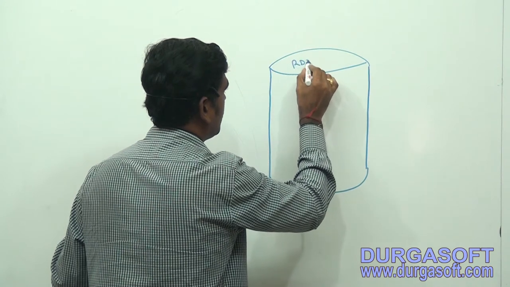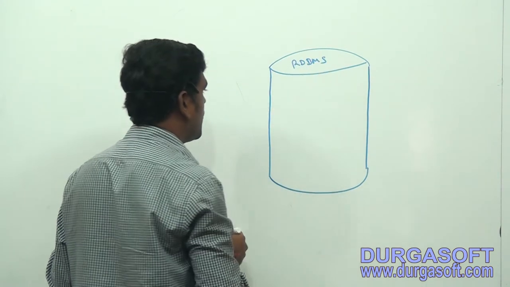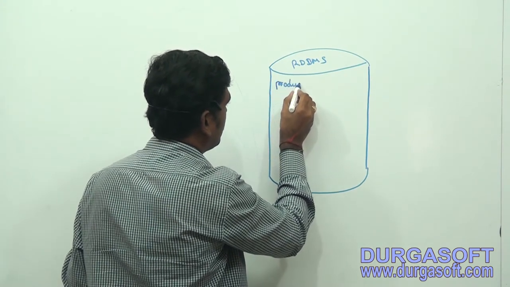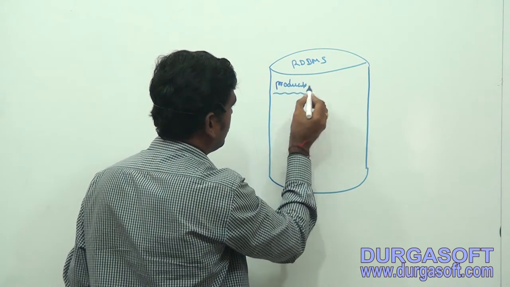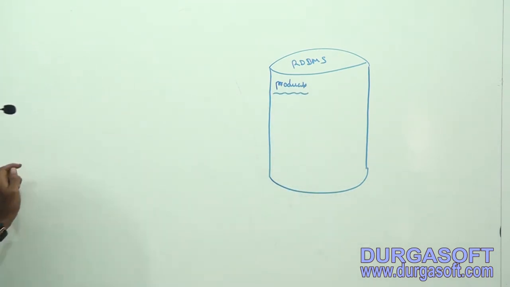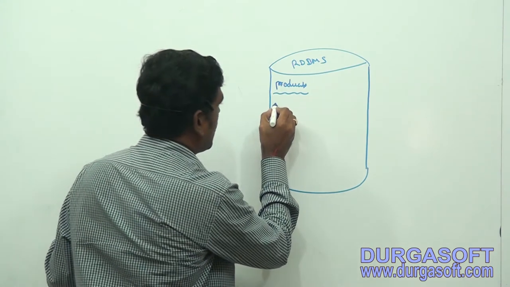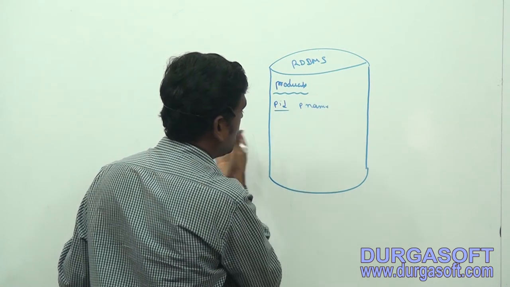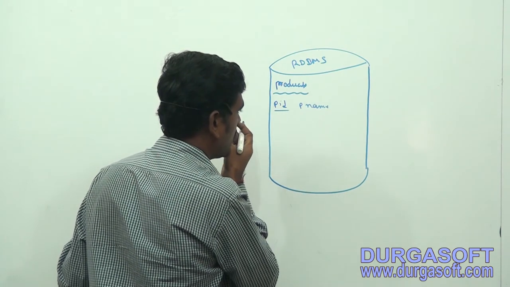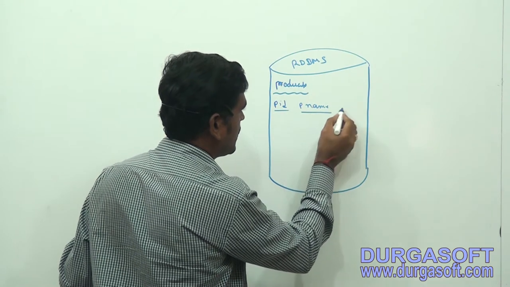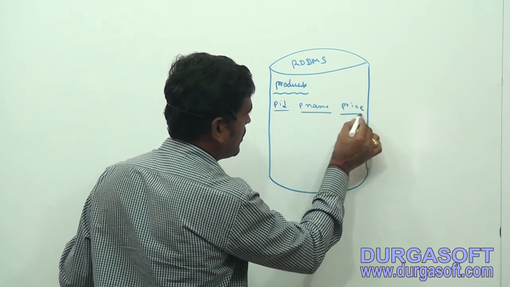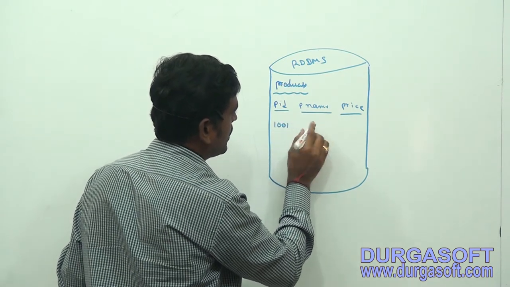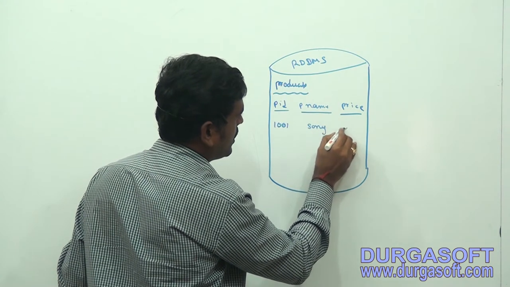Or the RDBMS. This database has one table, that is products. Now PID, P name, the next price. Three columns are there under that. 1001, the next Sony, price is 2000.